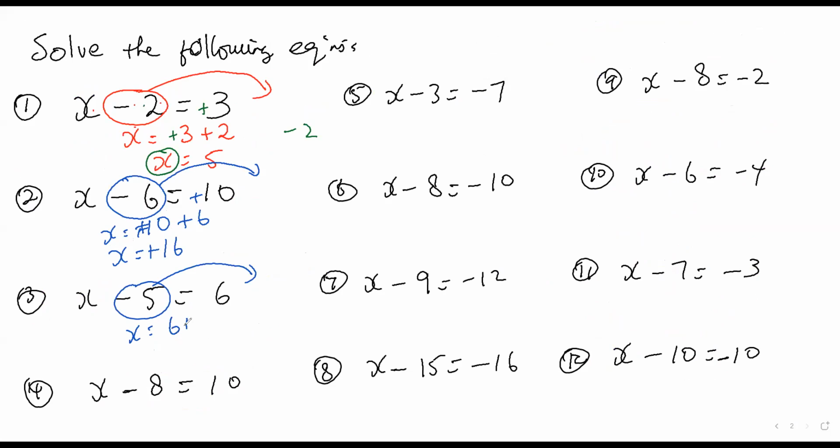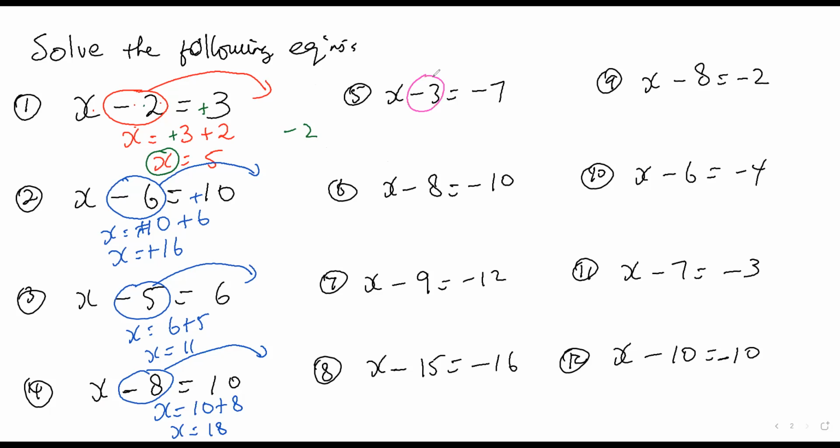X equals 6 plus 5. This is 11, right? Number 4, right? We're going to add this on the other side. So we say x equals 10 plus 8. X equals 18, right? So the first one was pretty simple to get accustomed to the law. And for the rest now, you can see the laws of directed numbers coming into play here, right?